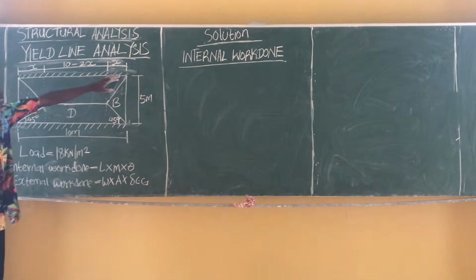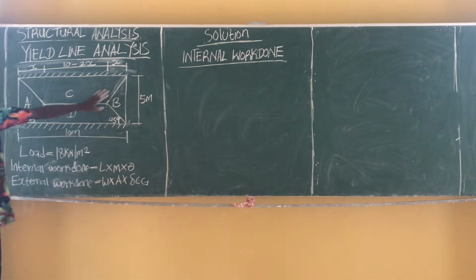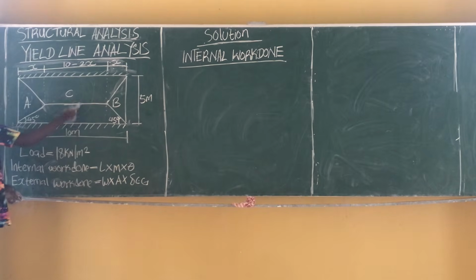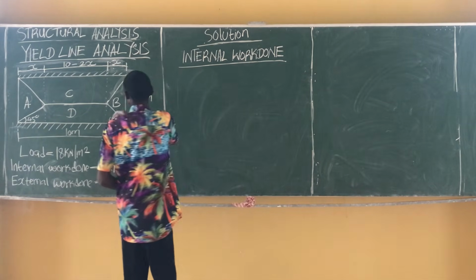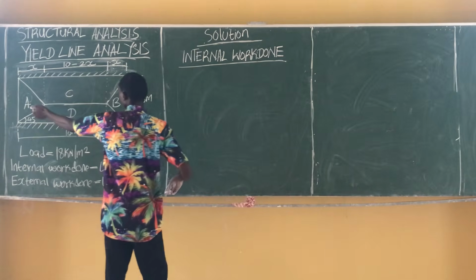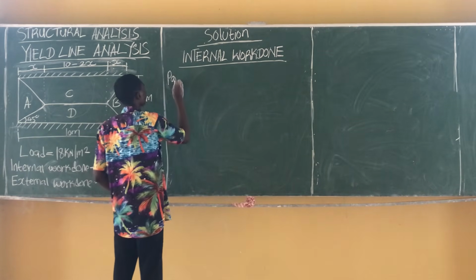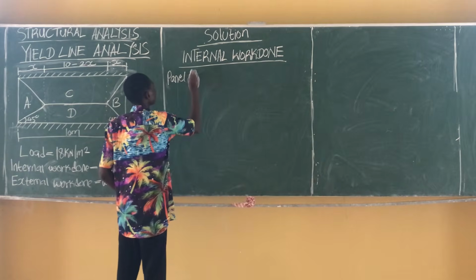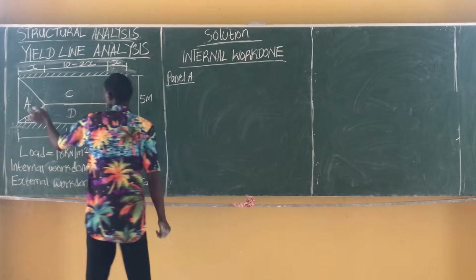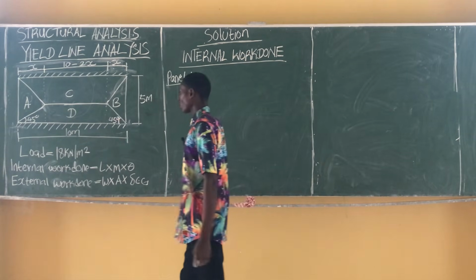Also, if we get the internal work done at this segment, it is the same value as this, so we multiply by 2. So our task now will be to get the internal work done at segment A and segment C. So let's consider panel A, which is this segment. What is internal work done?